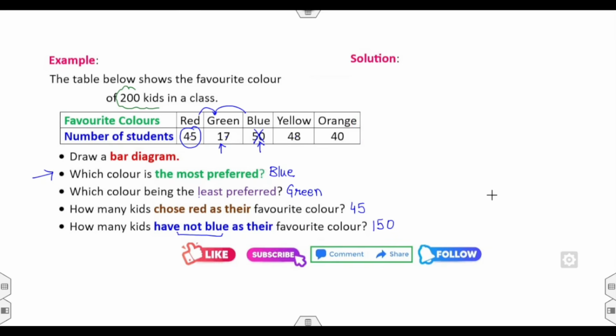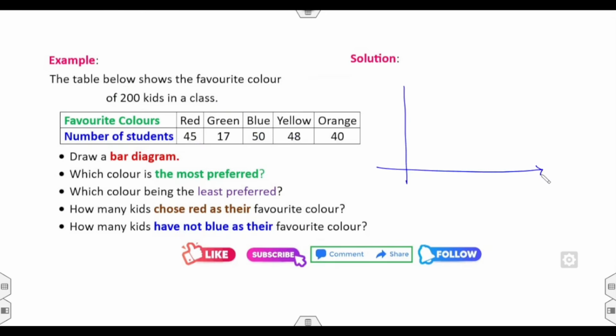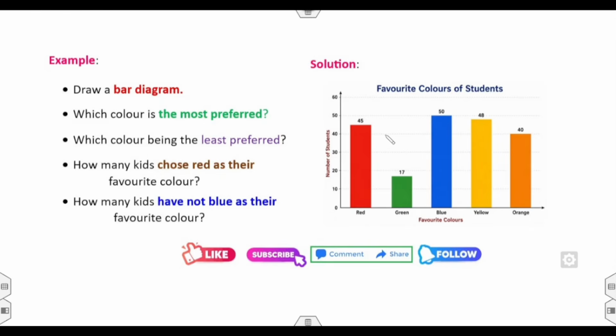So for that case, we always prefer the bar graph. First of all, you can draw the bar graph, because colors are my qualitative information. Fine, so I can write color on the x-axis and number of students on the y-axis, and I can draw the bar graph.